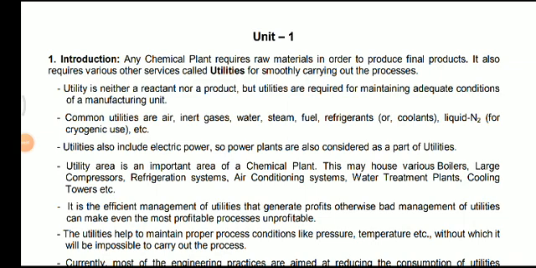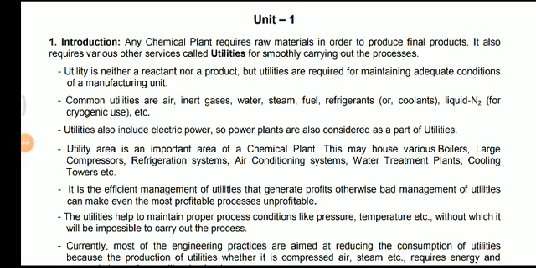The next is the second part, which is the utilities. The utilities required for the plant are air, steam, water, and inert gas. These are the basic utilities for any conventional process in the industries. In the basic utilities, electricity is also considered here.